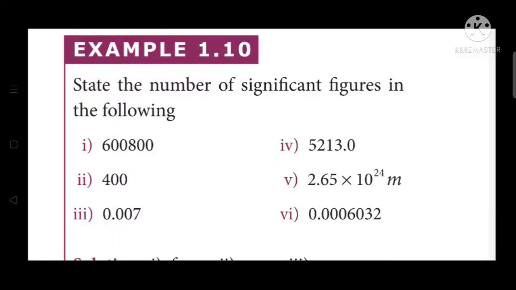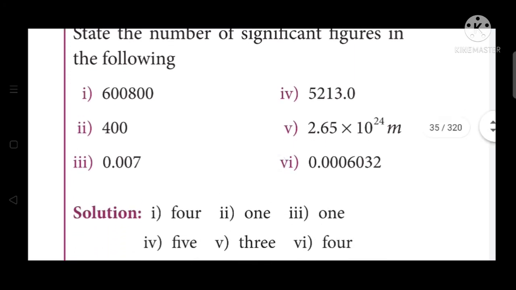See this example 1.10. State the number of significant figures in the following. Look at the first number, 6,800,000. In this number, the 2 zeros in between the numbers 6 and 8 are significant, but the trailing 2 zeros are not significant. So the number of significant figures in this number is 4. And next, see the next example, 400. According to the rule, all the trailing zeros of the given number are not significant. So this number has only one significant figure, that is 4.